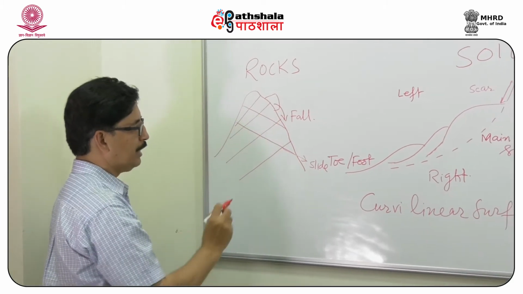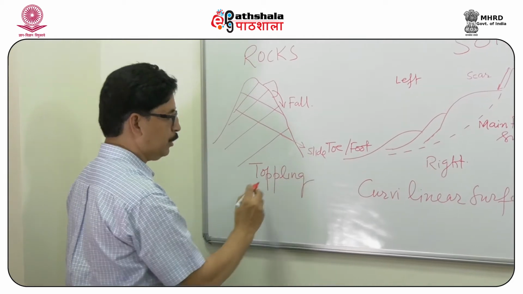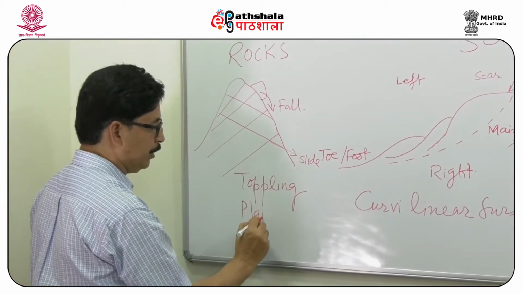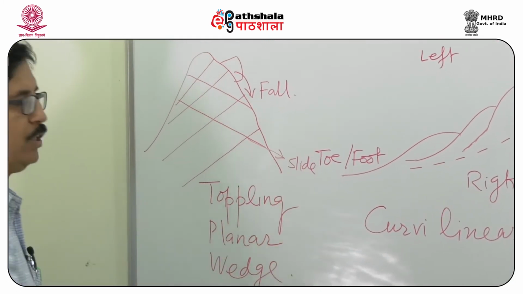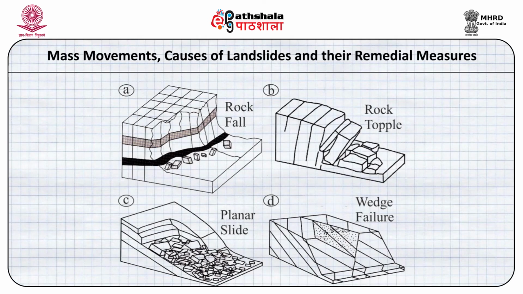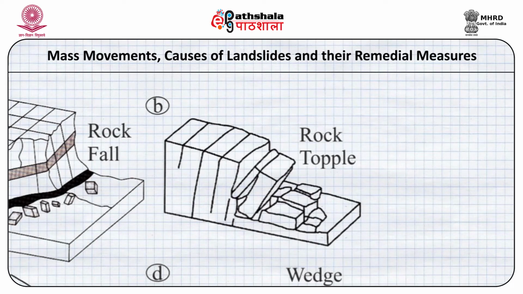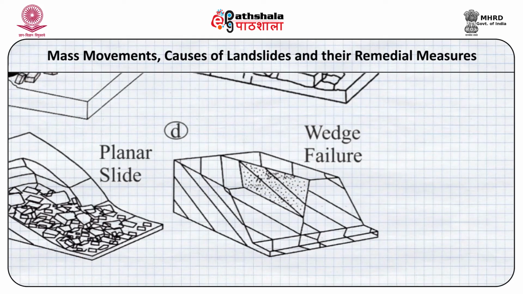The failure can be toppling failure, planar failure, or wedge failure. On almost vertical joints, it is toppling failure. On joints inclined towards the slope, it is planar failure. And if you have two sets of joints crisscrossing each other, then usually we have wedge failure.